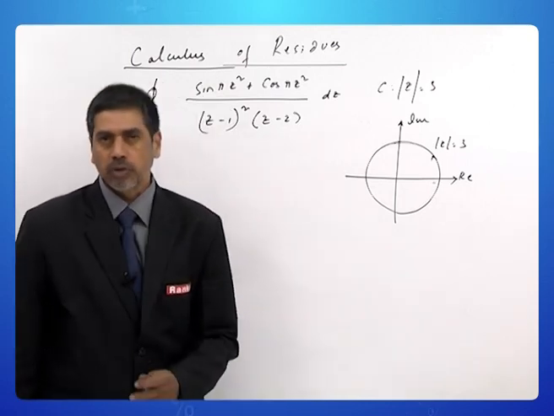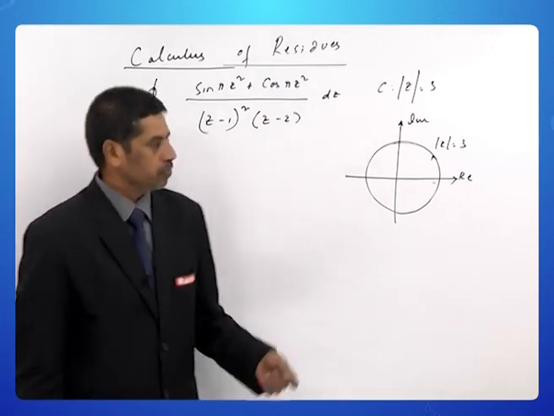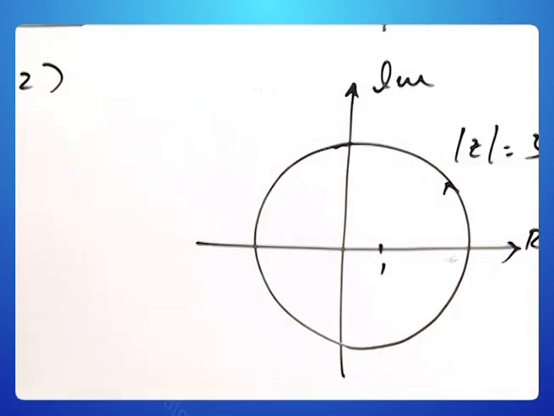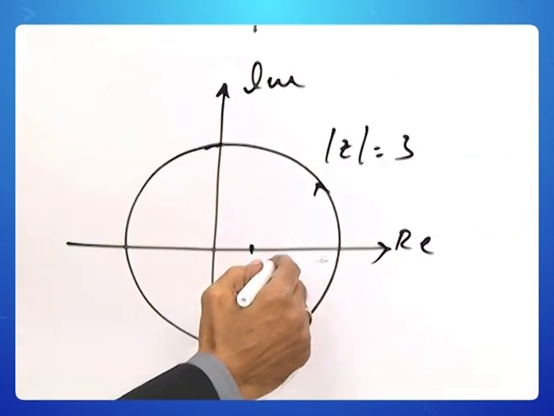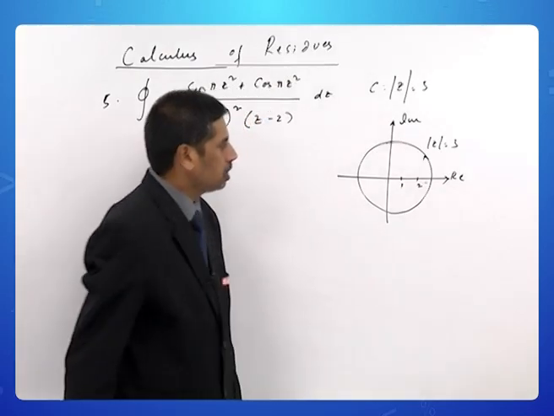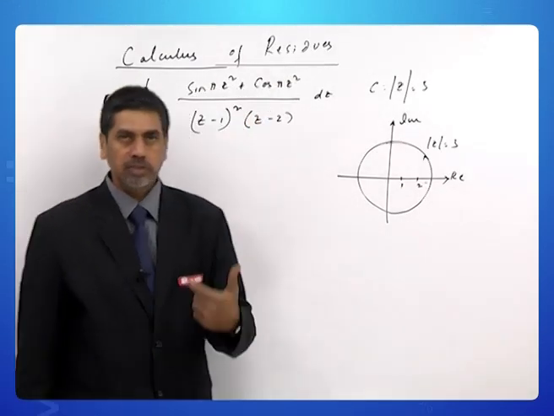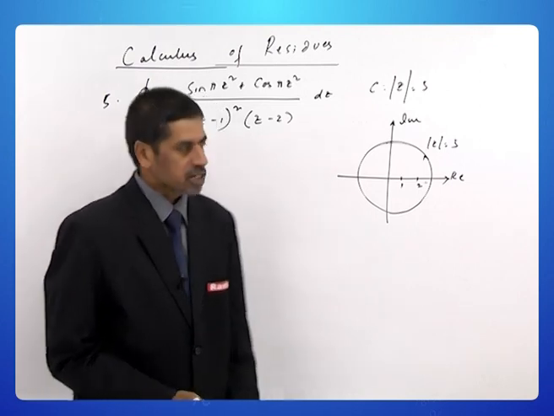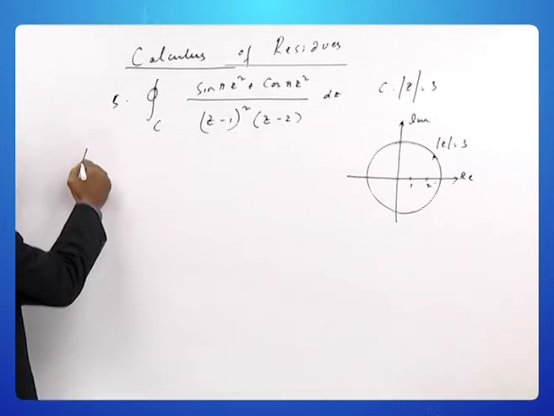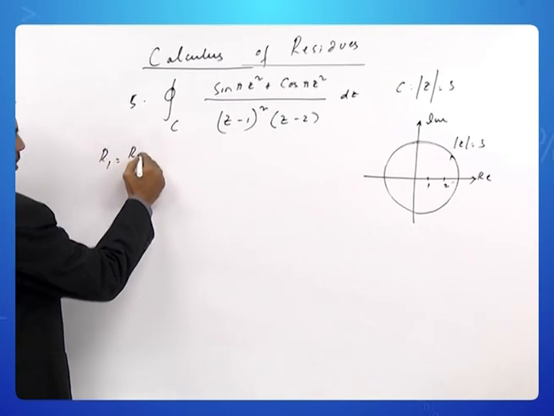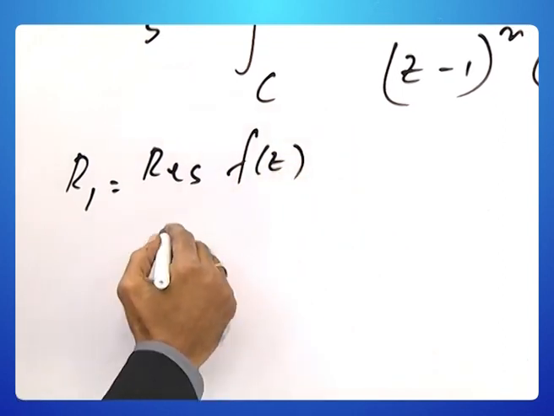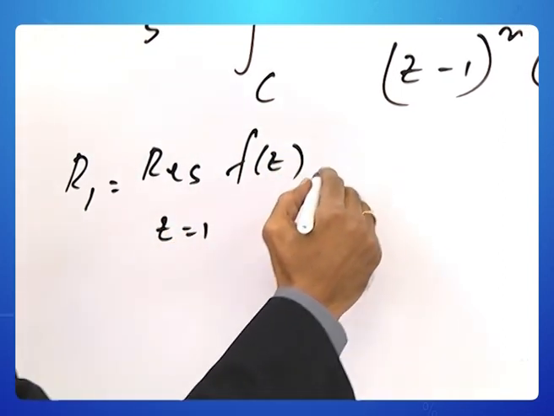Now, let us look at the location of the poles with respect to the contour. z is equal to 1 obviously is inside. z is equal to 2 also lies inside. So, therefore, we will have to do the residue calculations both at z is equal to 1 and z is equal to 2. So, let us calculate R1, residue of f of z at z is equal to 1.